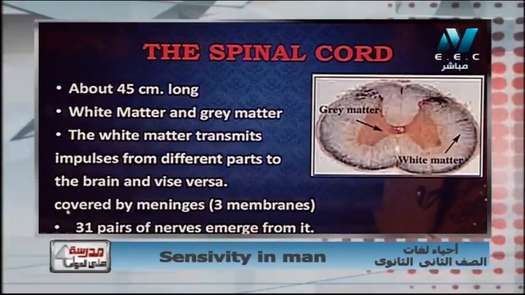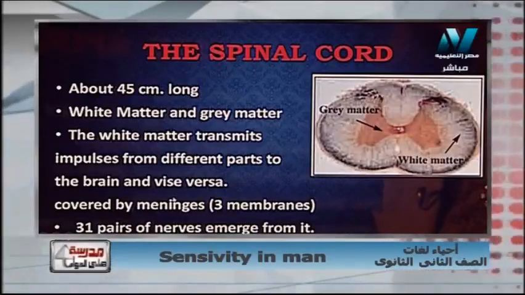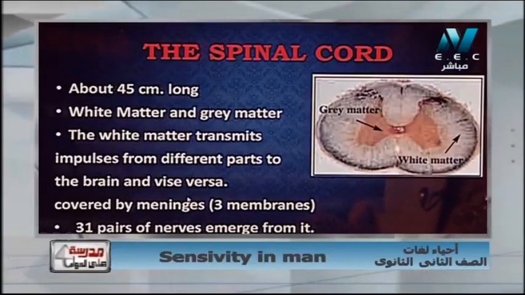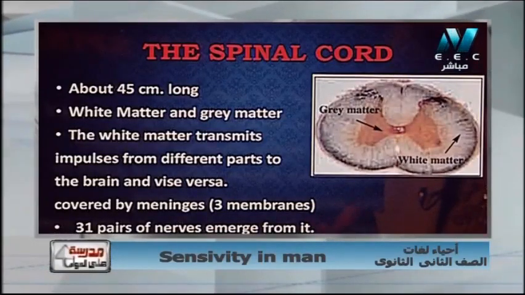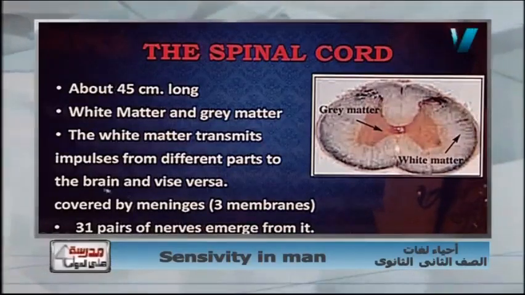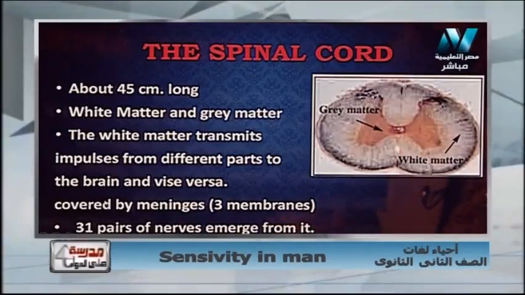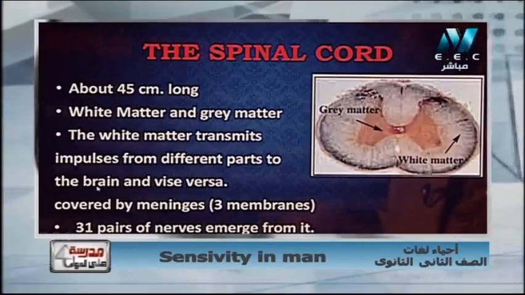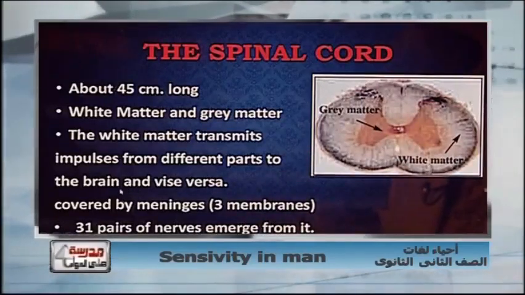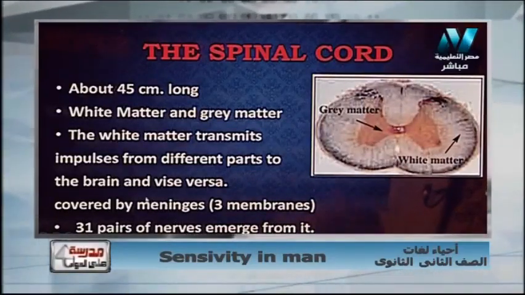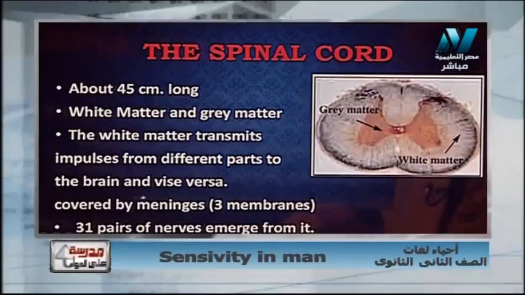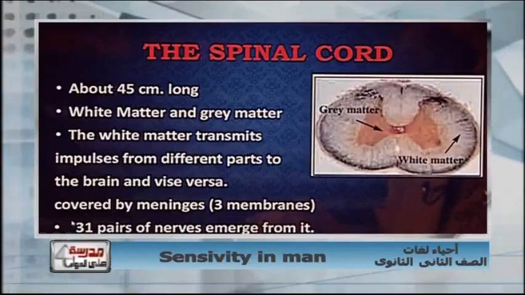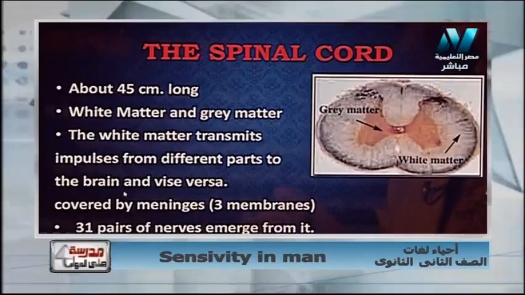It is covered by meninges like the brain, the three membranes, the dura mater, the arachnoid and pia mater, and these are very essential to keep the brain and spinal cord healthy. If these three membranes are infected, the person will suffer from severe fever and may die.